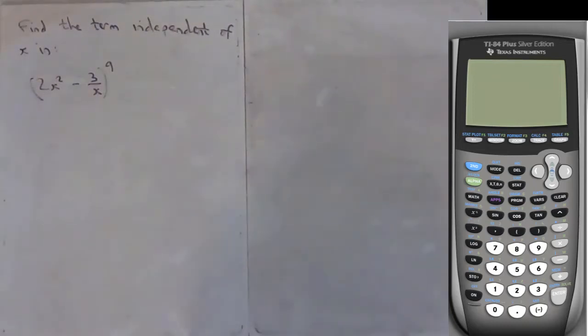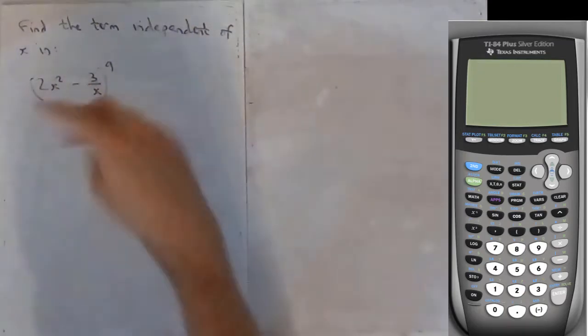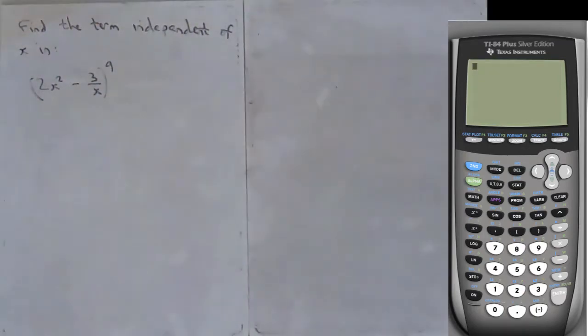Okay, we need to find the term independent of x in the expansion of (2x squared minus 3 over x) to the power of 9. So this is quite a tricky question, I would say.